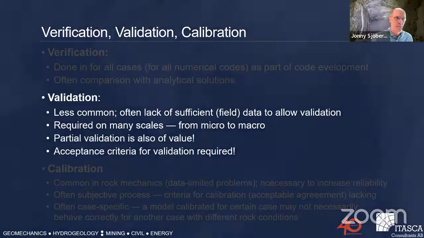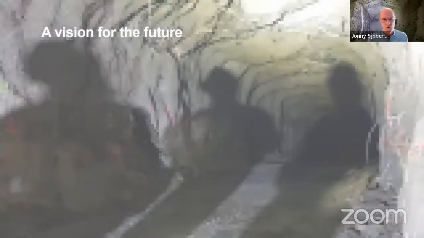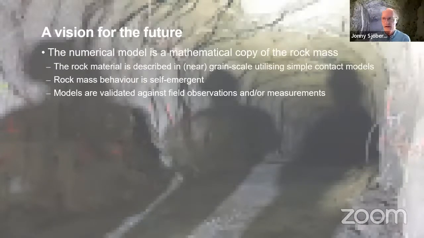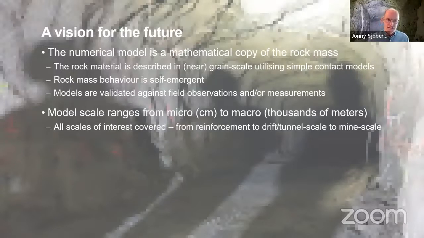I want to finish off with a vision for the future, where we have a numerical model that is a mathematical copy of the rock mass. The rock is described at near grain scale with simple contact models. Any rock mass behavior is self-emergent from the model, and these models are validated against field observations and/or measurements. So the model scale then ranges from the microscale, centimeters, to thousands of meters, and we cover everything there, even reinforcement elements to drift tunnel scale and mine scale.